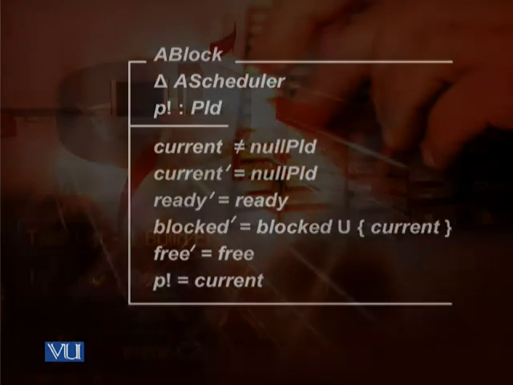So this block specification is very, very similar to the timeout specification. The only difference in this particular case is that instead of putting this current process into the ready queue, which was the case in the previous specification, we put this process into the blocked queue. Nothing else changes. The rest is very, very similar.